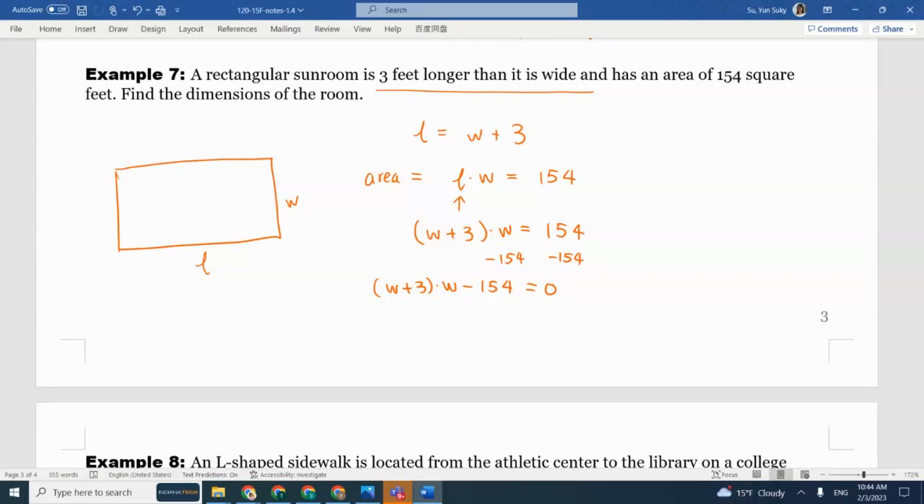What's a complete square? Parentheses to the power of 2. That's a complete square. Okay, so now we've got to distribute. So we have what? W squared. Good, minus 154. Right, everybody?